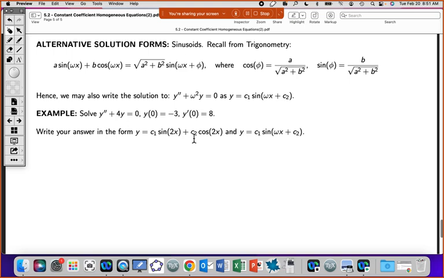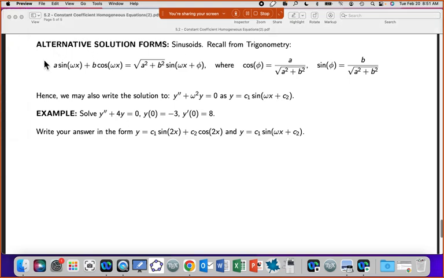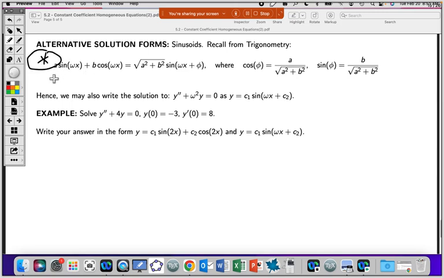All right. So sometimes, depending on the situation, you're going to want to rewrite your answer. If your answer is given this way, you're going to want to write it that way. Notice you got two arbitrary constants here, right? You've got the amplitude and then you've got the phase. Okay, so you start with two arbitrary constants, you end up with two arbitrary constants.